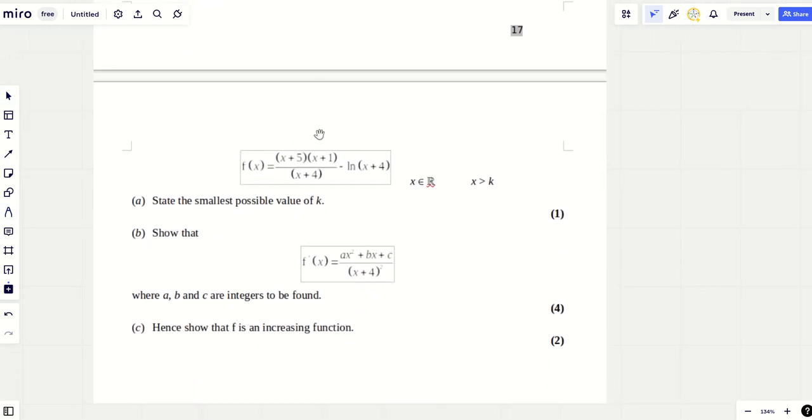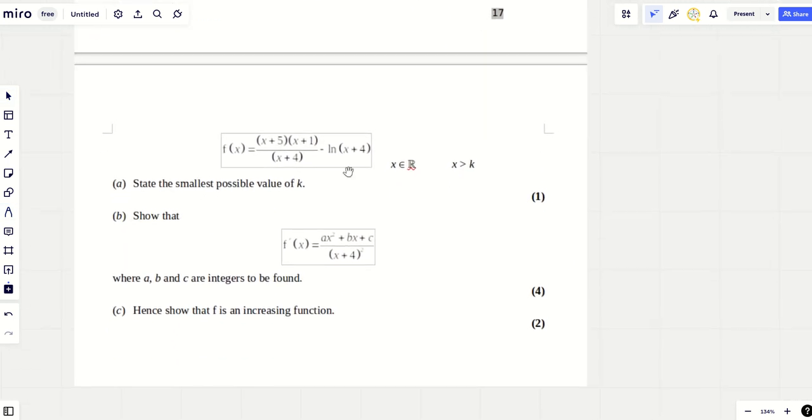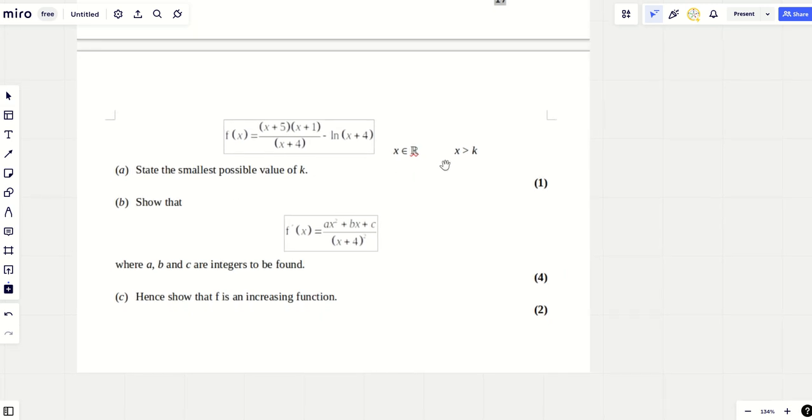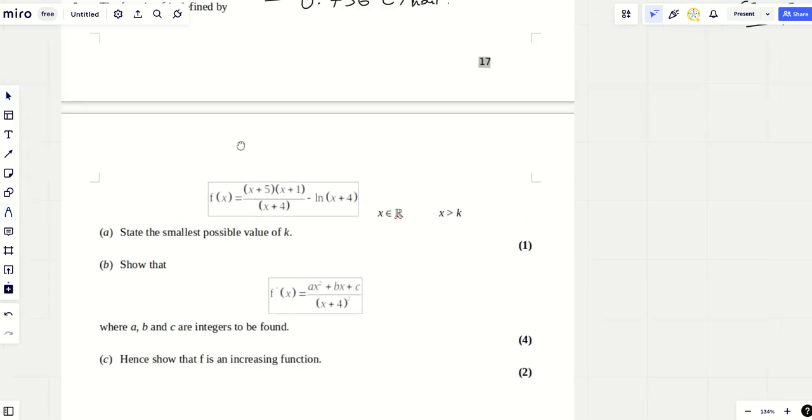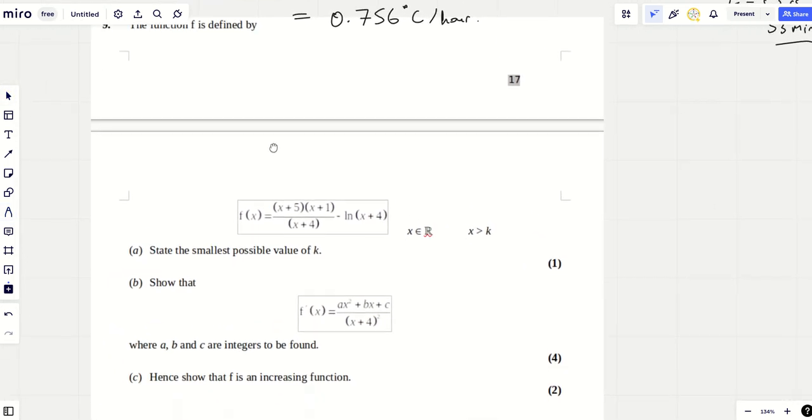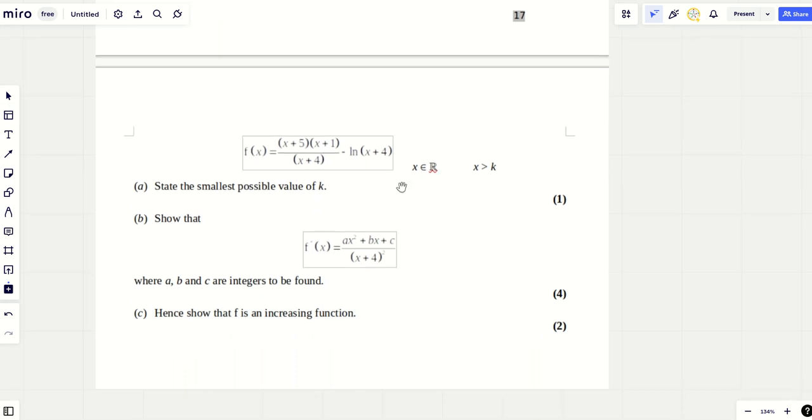Okay, number 9. We've got these values, and we've got to find the smallest possible value of k. Well, we're trying to make the domain as large as possible here, I'm guessing, because I don't like this question actually. I think they should be a little bit more careful about the way they word that. But if you want to make the domain as large as possible, which is traditional, then you want k to be equal to -4, or even better, you want to say x is greater than -4.